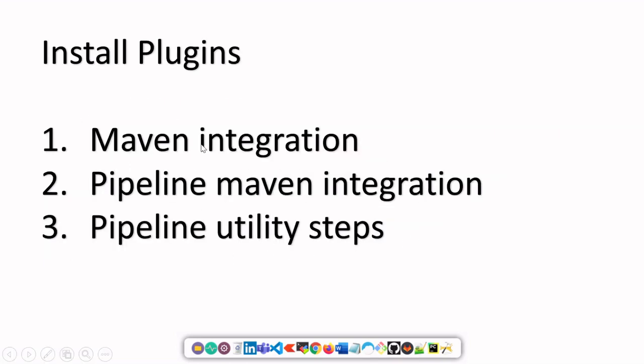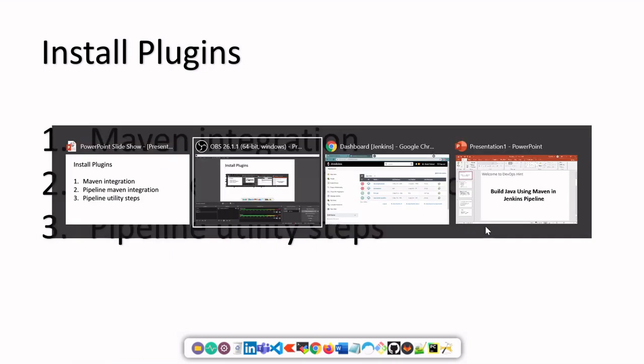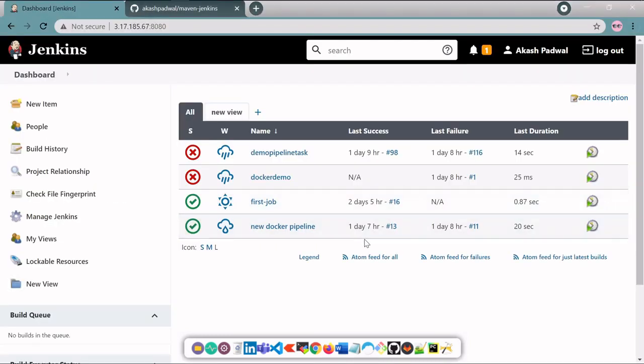So these are the three plugins which we have to install in our Jenkins. First is Maven integration, second is pipeline Maven integration, and third one is pipeline utility steps. So to install it, let's go to the Jenkins dashboard. So this is my Jenkins dashboard. Jenkins runs on a default port which is 8080.